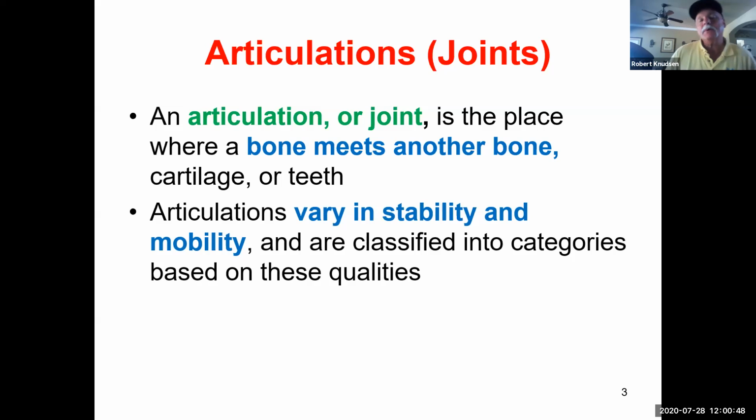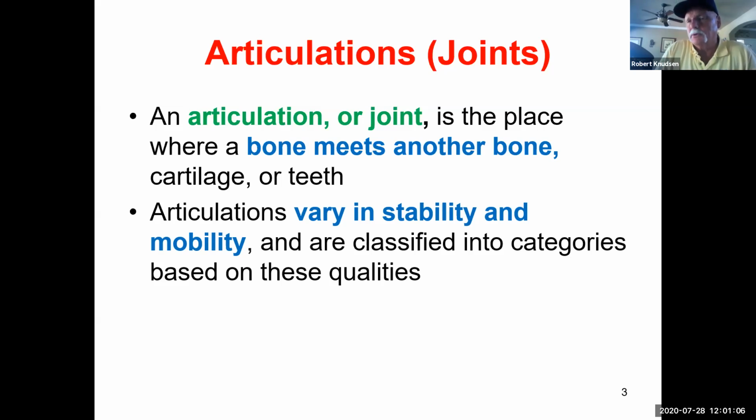Okay, now, this one right here, it says articulations vary in stability and mobility. Okay, remember I said they're classified in how they move and then what holds them together. Remember that? How they move is called function. What holds them together is called structure. Okay.